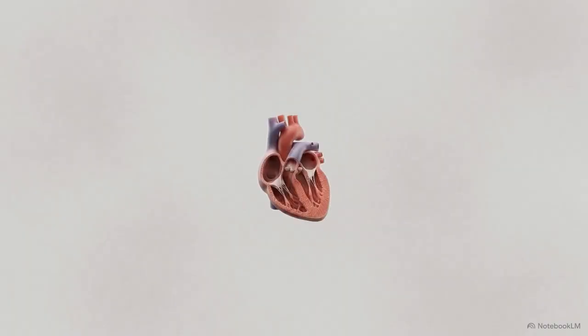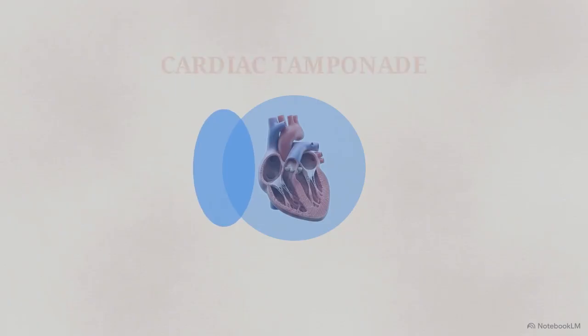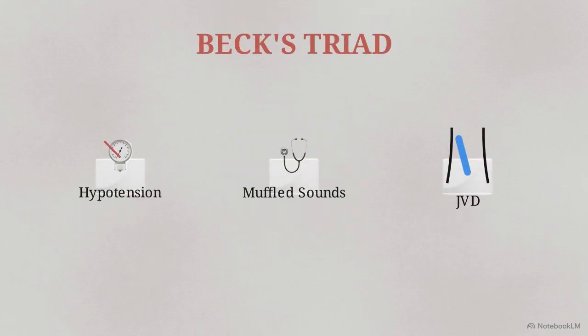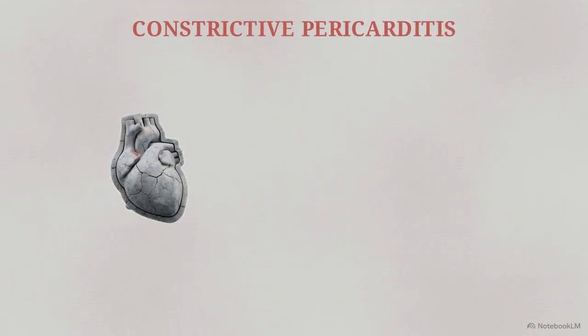If fluid accumulates rapidly within that sac, the pressure can exceed the heart's internal filling pressure. This is cardiac tamponade. As shown here, the fluid physically collapses the right ventricular wall, preventing blood from entering the heart. This collapse leads to Beck's triad: hypotension, muffled heart sounds, and jugular venous distension. A key diagnostic finding is pulsus paradoxus, a drop in systolic blood pressure greater than 10 millimeters of mercury during inspiration.